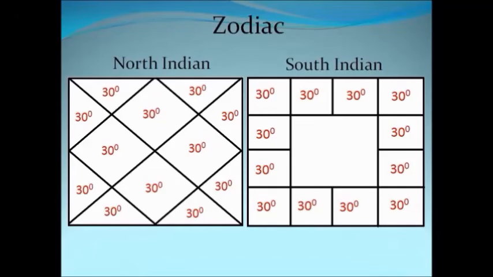Have a look at this video. In the right side diagram, you can see how the zodiac can be represented on paper in South Indian format, and in the left side diagram, you can see how the zodiac can be represented on paper in North Indian format. Each part covers a space of 30 degrees and is called a house. Each house is represented by a Rashi.